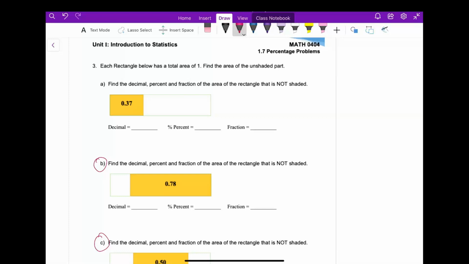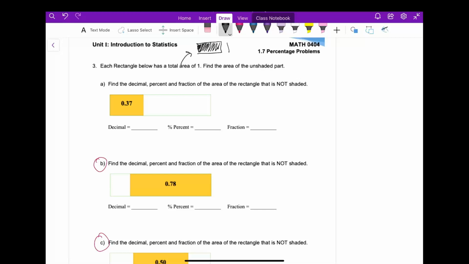Question 3 reads, each rectangle below has a total area of 1. Let's talk about area right quick. Area is the inside of a shape. So this inside part is area. So for example, if I give you a square and I give you some dimensions, and I told you that the length was 1 and the width was 1, then the area would be 1 times 1, which is 1.